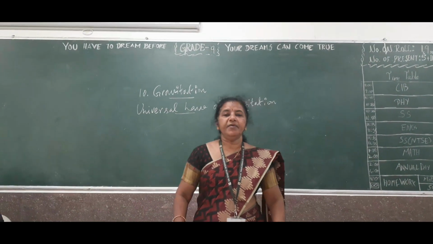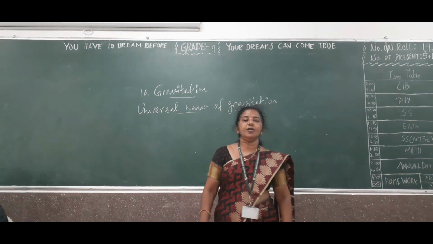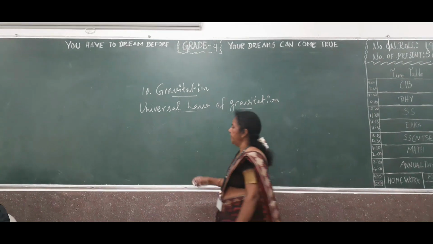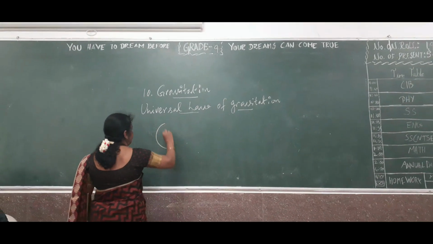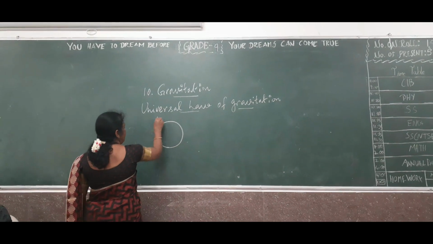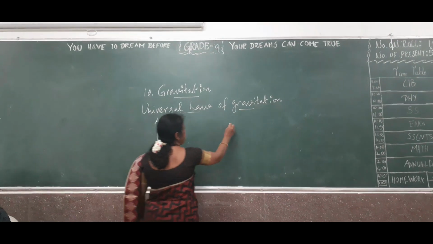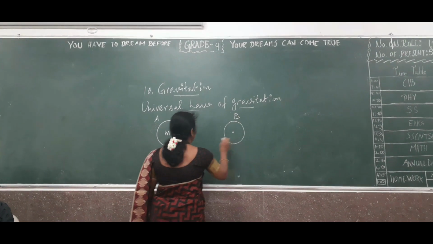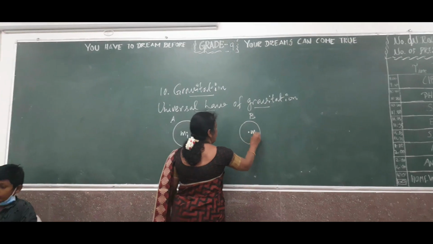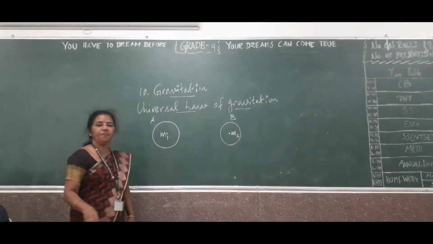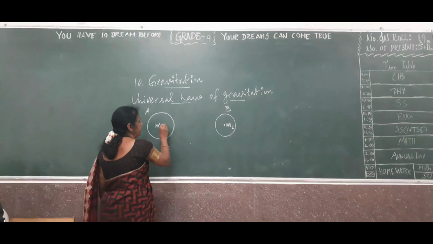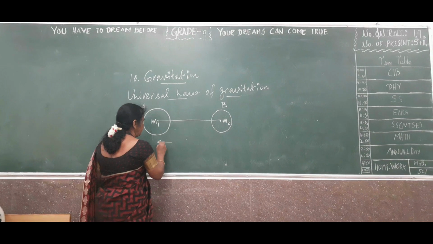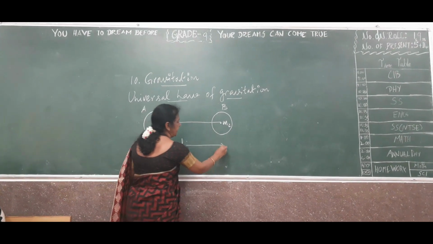Students, today we are going to see about the universal law of gravitation under the chapter gravitation. In this we have two objects: object A of mass m1 and object B of mass m2. So there are two objects, A and B, with different masses m1 and m2, and they are separated by a distance, which is denoted by the small letter d.